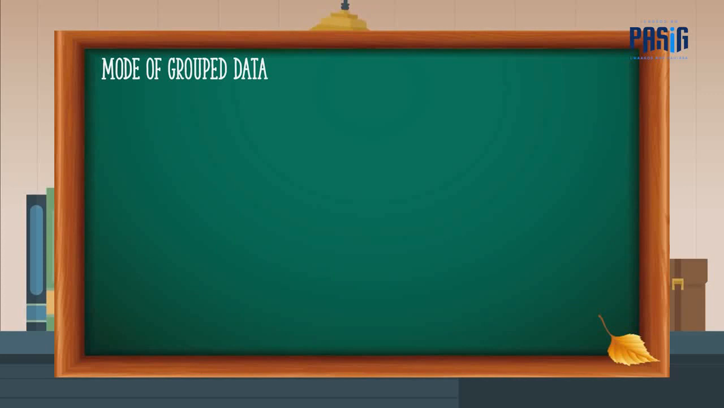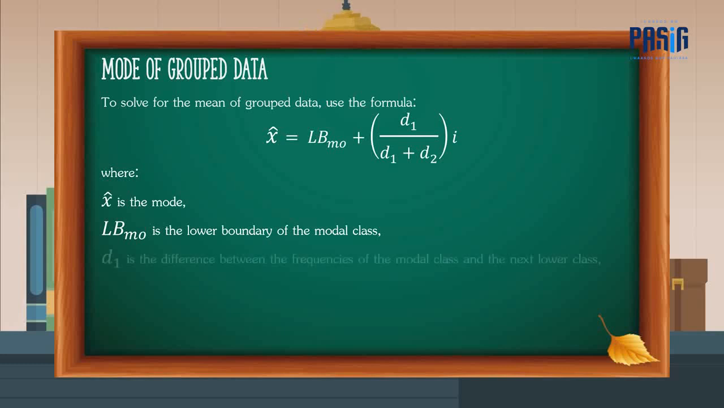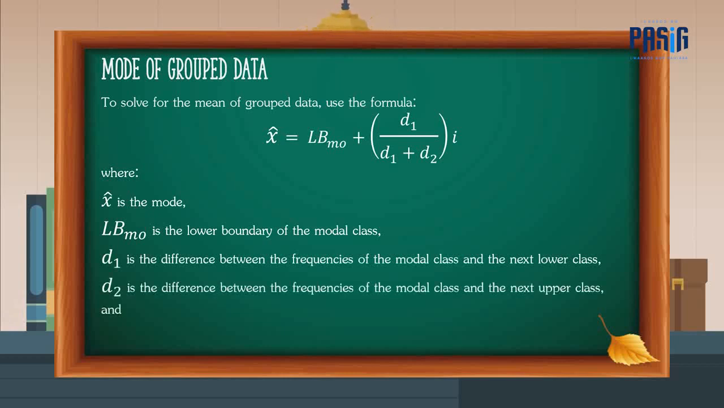Another measure of central tendency is mode. So to find the mode of group data, we're going to use this formula: lower boundary of the modal class plus the quantity d sub 1 divided by d sub 1 plus d sub 2, times i. Wherein LB sub MO means the lower boundary of the modal class. D sub 1 is the difference between the frequencies of the modal class and the next lower class. D sub 2 is the difference between the frequencies of the modal class and the next upper class. And i is the class size.